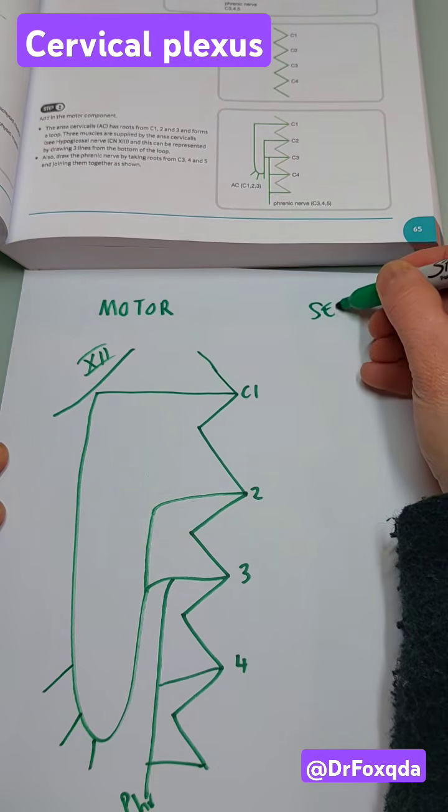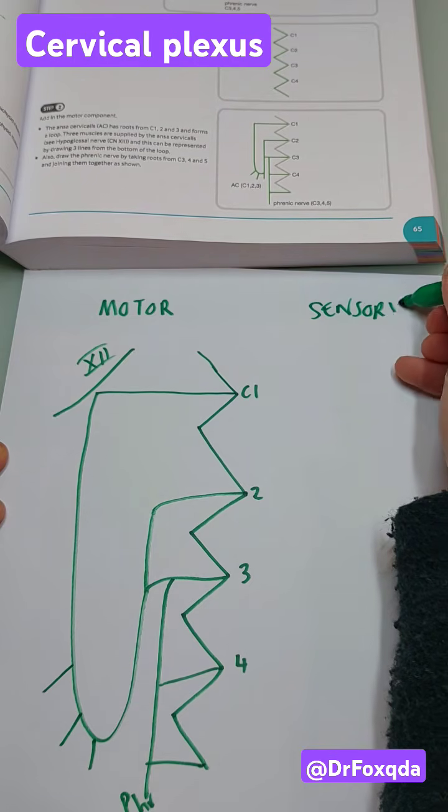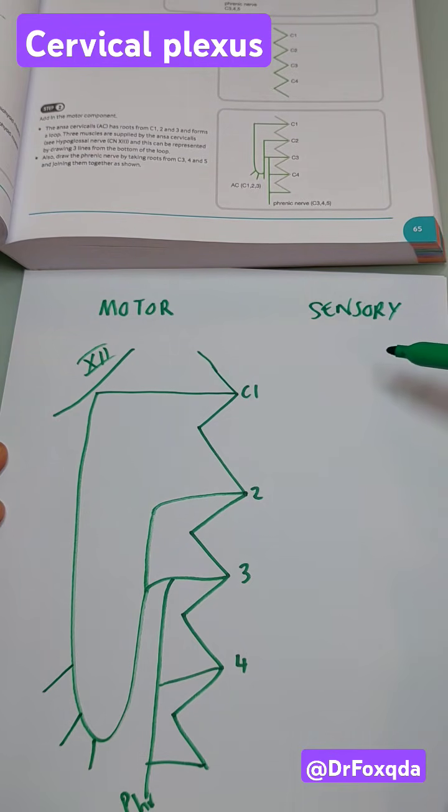So then looking at the sensory side, this is what's relevant in anaesthesia for neck surgery. So for example, people may do a superficial cervical plexus block for something like a carotid endarterectomy. I use them for parathyroidectomies as well.